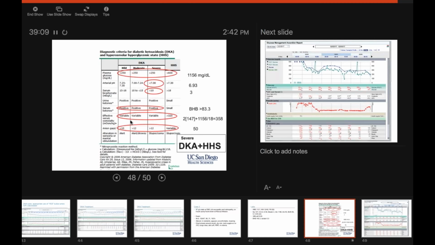Because the DKA is going to get really sick and come in. So the DKA, the HHS, they get really dehydrated. He probably got altered, passed out, his pump fell off. And then he came in with DKA as well. Either way, treatment is the same.